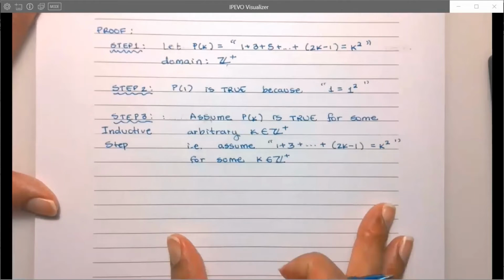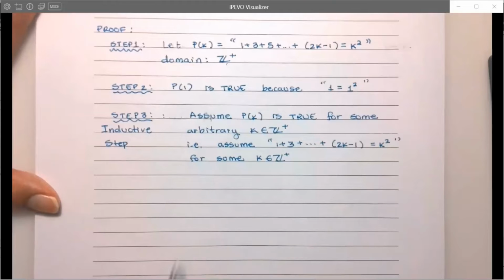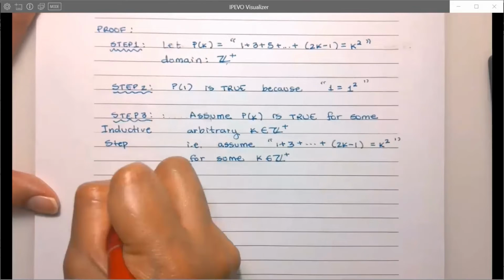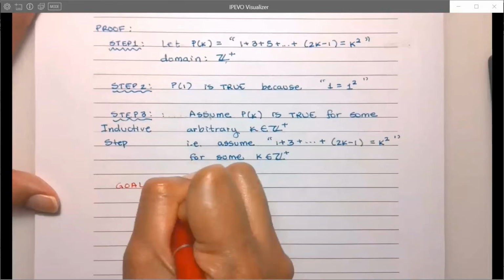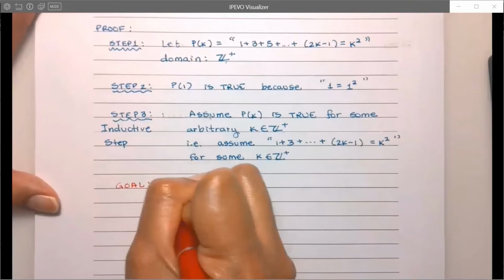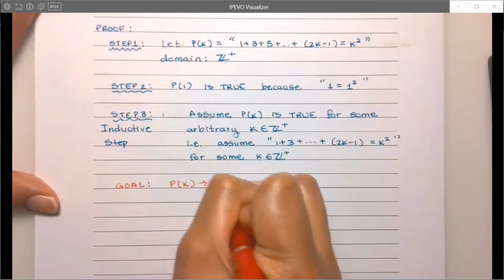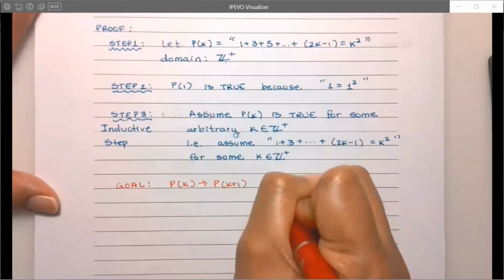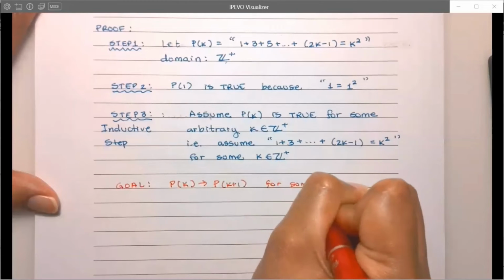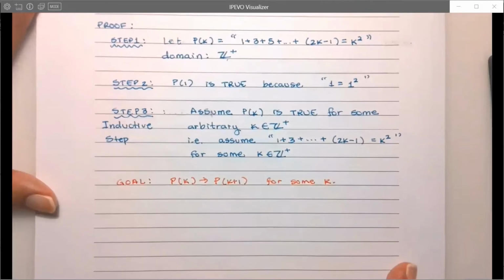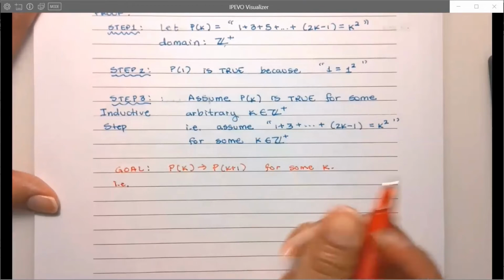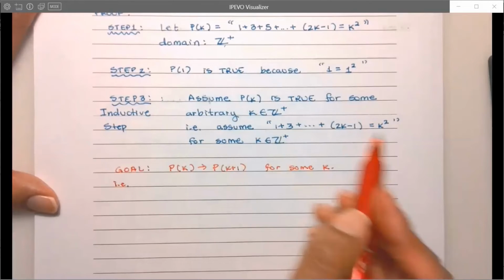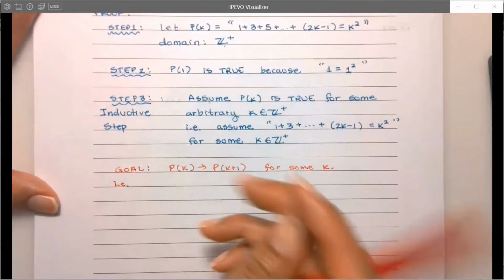All right, so we want to show, and this is the goal, I'm actually going to change colors here just so that it's very clear to us that this is not actual work yet, it's just the goal that we're trying to reach. We're trying to reach the goal of showing that P of k implies P of k plus 1 for some k. So i.e., what that means is that we want to show that P of k plus 1 will be true.